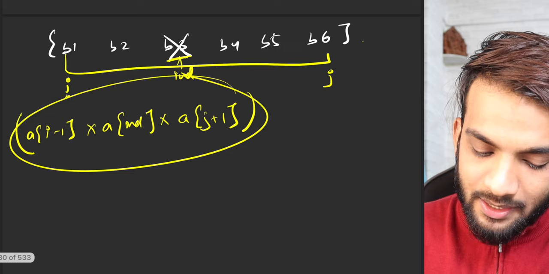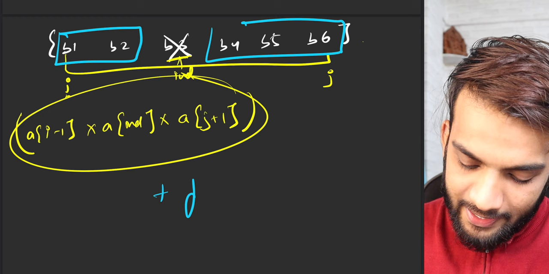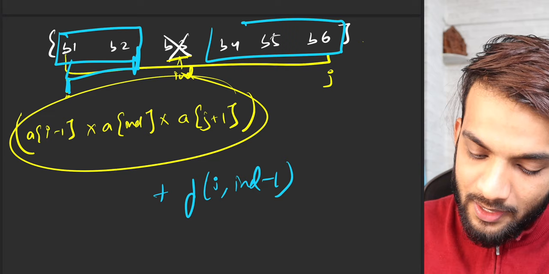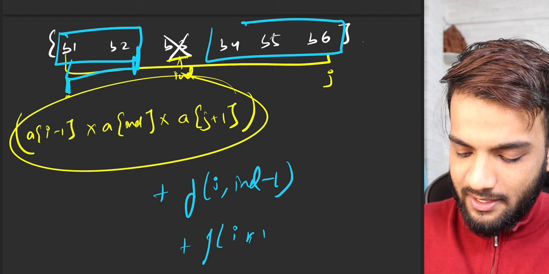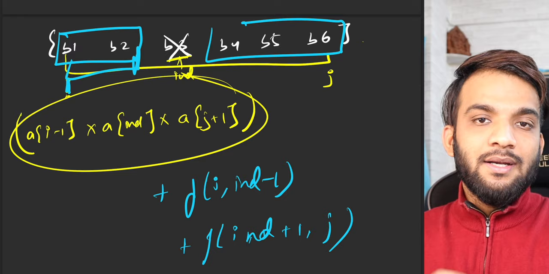So you will say, can you please solve the subproblem from here to here, which is I comma index minus 1? Because if this is index, this is index minus 1. And if this is index plus 1 to J. So these are the two subproblems which you can easily solve. Now, are these subproblems independent? Is my question.